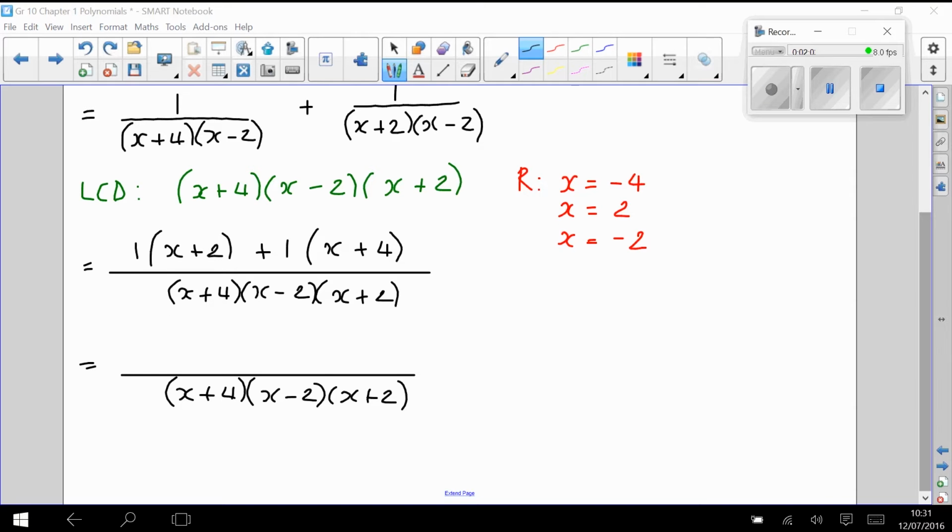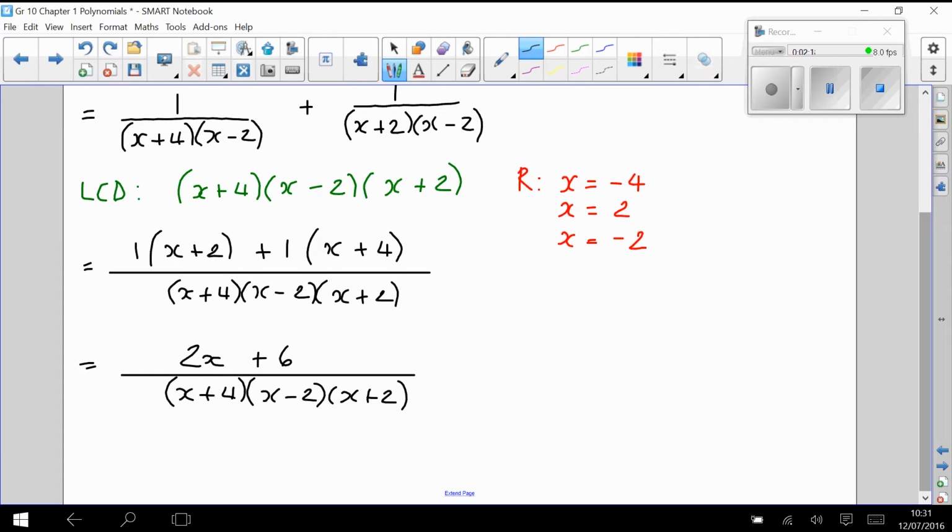And now, as each numerator is just times by 1, I can add these fractions together. X plus x is going to give me 2x, and 2 plus 4 is going to give me 6.